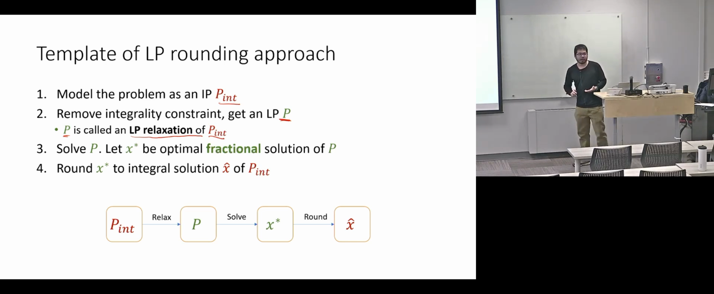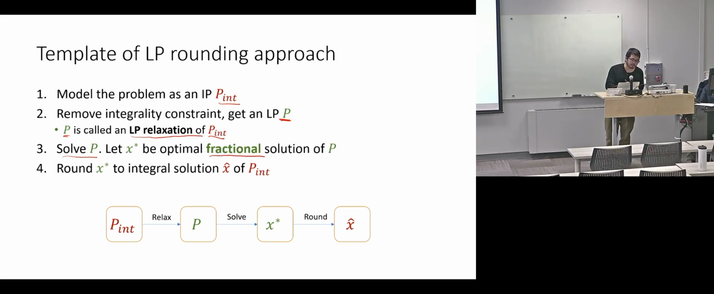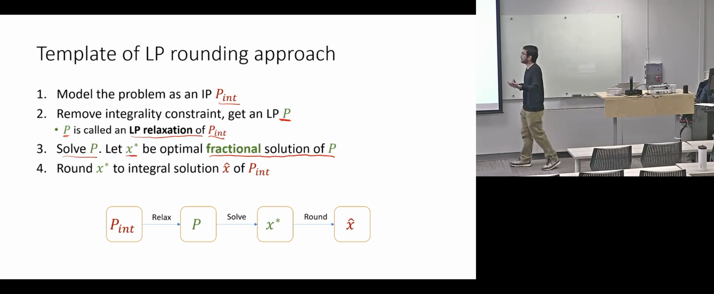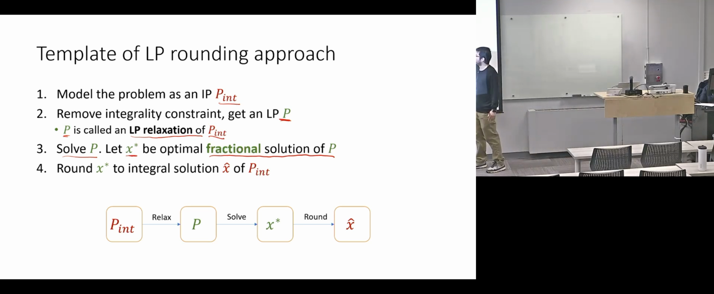Now, once you have an LP, you can solve it. We know that any LP can be solved. So solve that, and you get an optimal fractional solution of the LP. You call it X star. Now that you don't have the integrality constraint, this solution might not be integer.